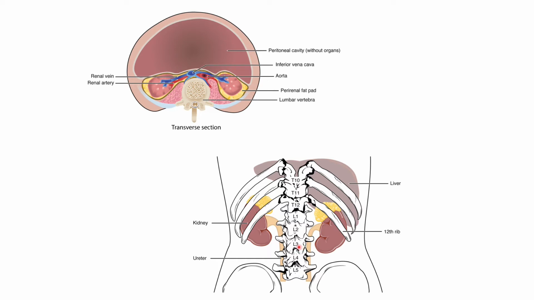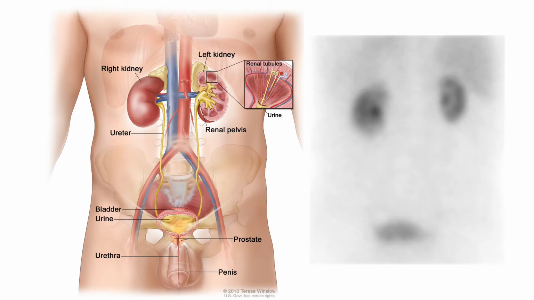Okay, so here, you will notice that the right kidney is slightly lower compared to the left. Now, this is because of the liver. Okay, the liver pushes the right kidney slightly downward. The urinary system is composed of two kidneys, the right and the left, two ureters, one urinary bladder, and one urethra.